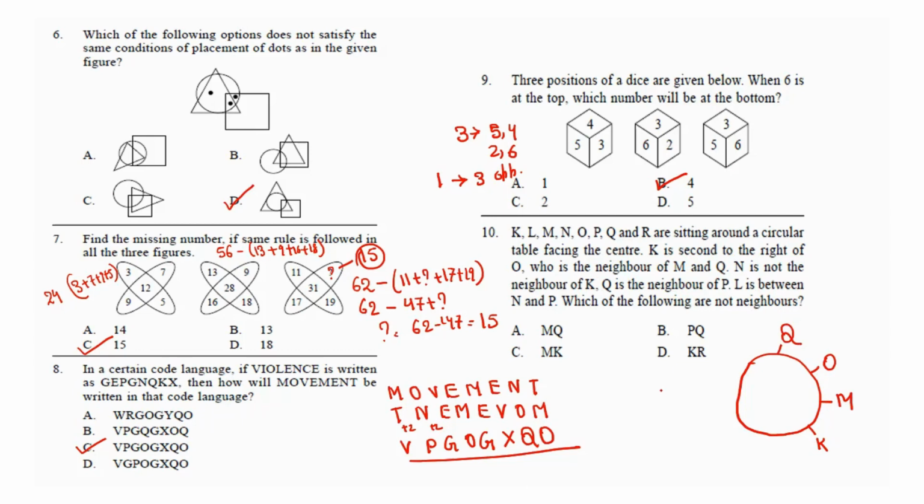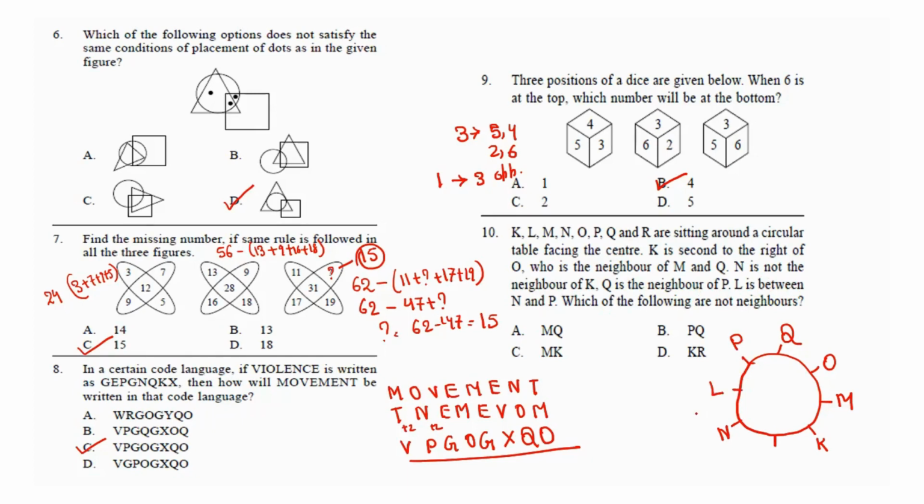Correct? Then it is said N is not the neighbor of K. K is here, so N is not the neighbor of K. So we will write N here. Q is the neighbor of P. Q is here, so P will be coming here. And then L is between N and P. In between N and P is L.